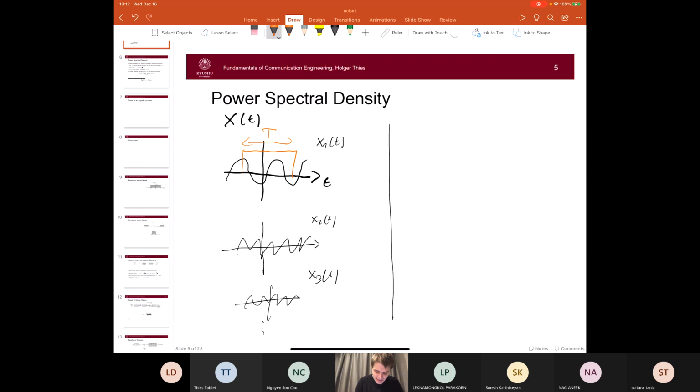Formally, this means we multiply by a rectangular function of length T. We do this for each realization. If we call the function restricted to an interval of length T x1T of t, we call the realizations restricted to a time interval of length T x1T, x2T, and so on.